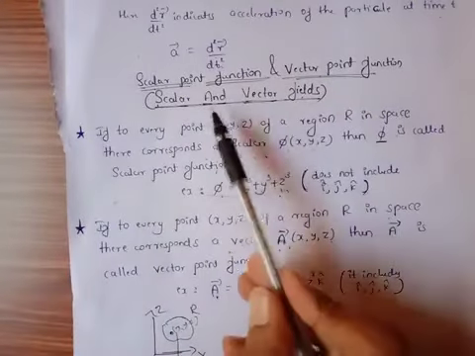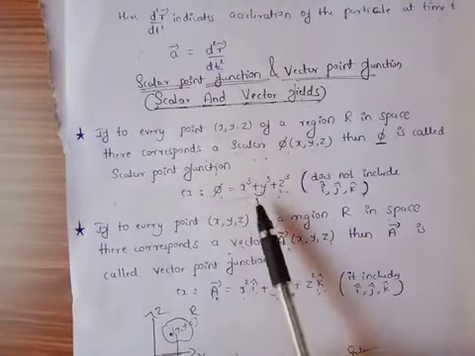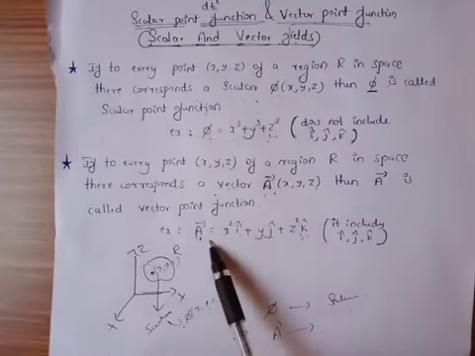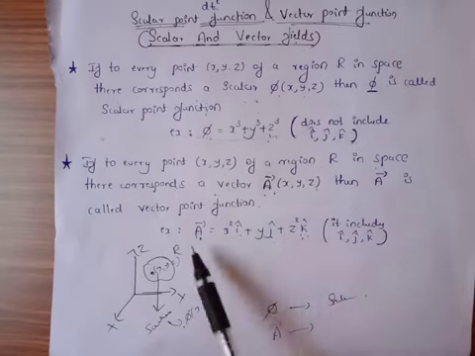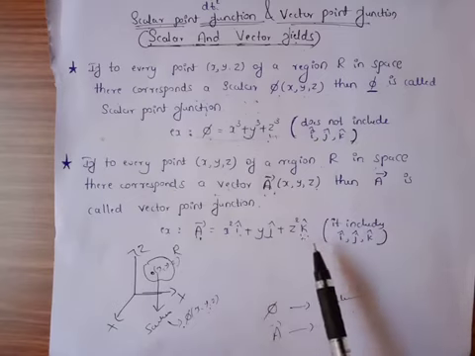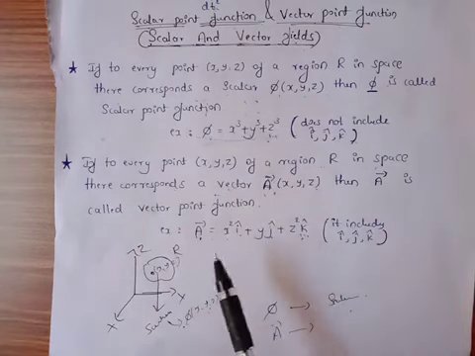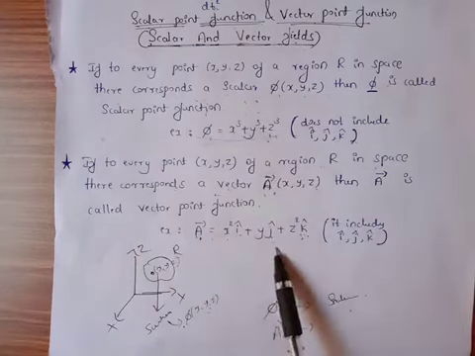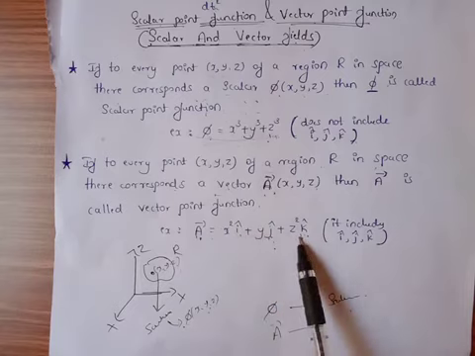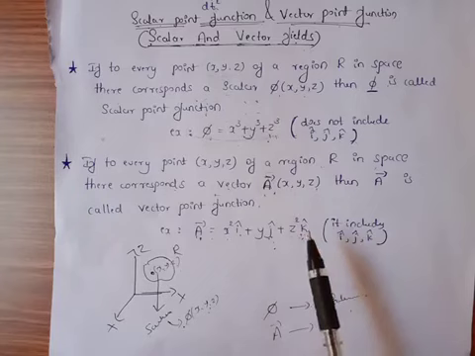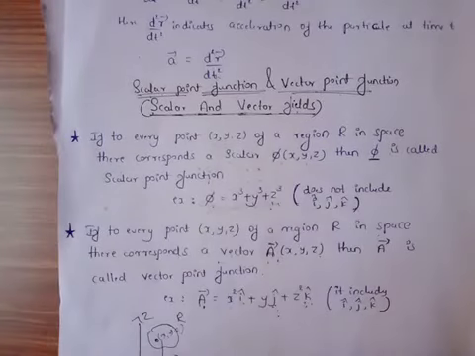An example of a scalar point function is phi equals x cube plus y cube plus z cube; you can take any example. And a vector point function example is vector A equals x square i plus y j plus z square k. So what is the difference between a scalar point function and a vector point function? The vector point function contains i, j, k terms. What are i, j, k? They are unit vectors along the x-axis, y-axis and z-axis respectively.